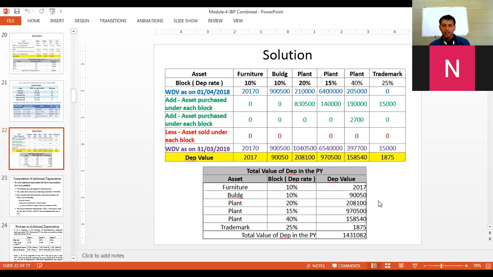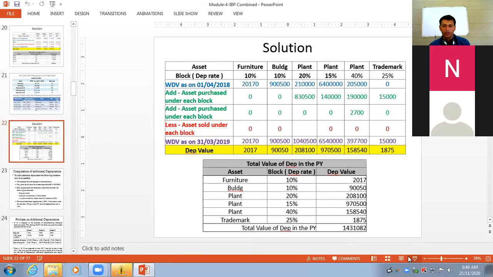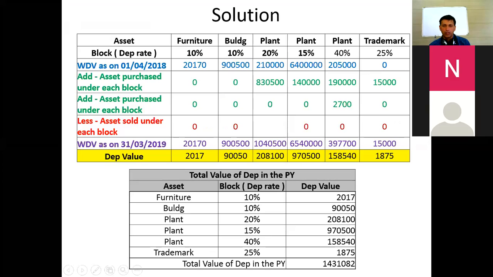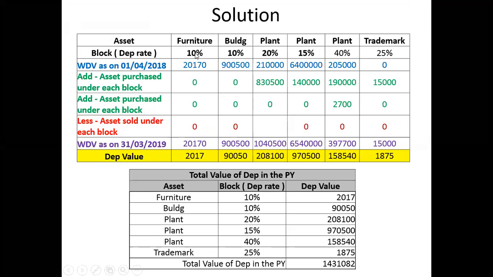Rashmi, are you there? Yes, sir. Your doubt was why have I taken 10% separate here and why have I clubbed 40% here? Yes, sir. I have a space constraint.